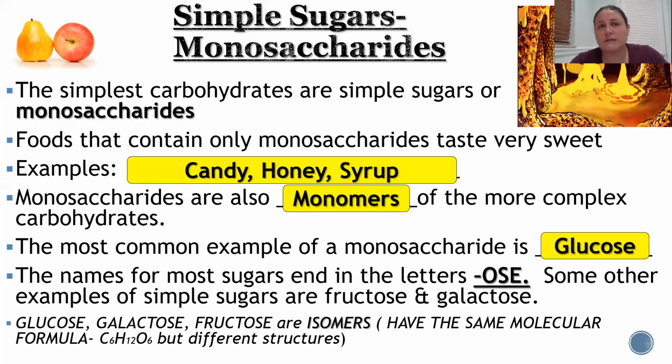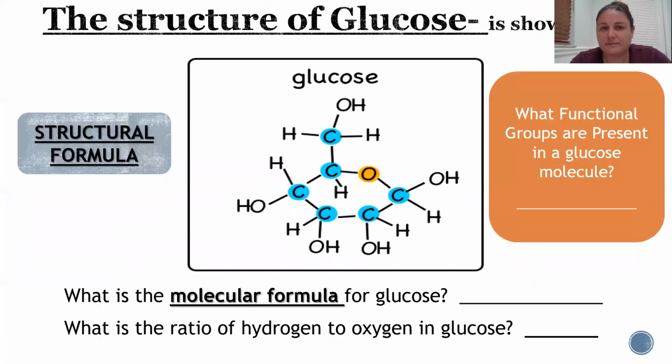And we're going to also notice that when we're talking about sugars, the names for most of them end in OSE. So things like glucose and galactose, fructose, sucrose, lactose, those are all types of sugars, and they all have that OSE ending. Now, what's really interesting about glucose, galactose, and fructose is that they're isomers. An isomer means that they have the same molecular formula, which we're going to learn as C6H12O6, but they have slightly different structures.